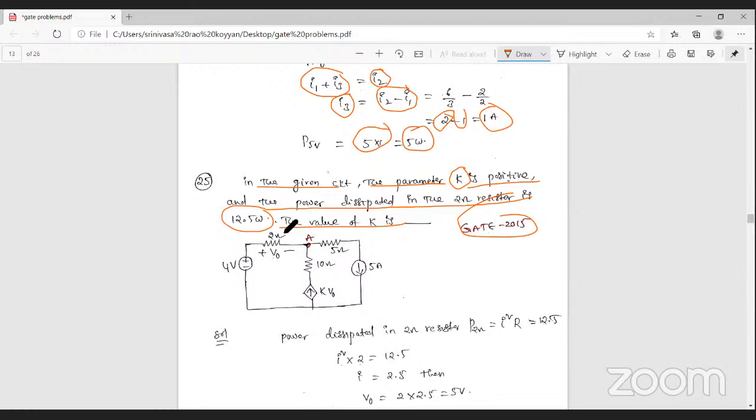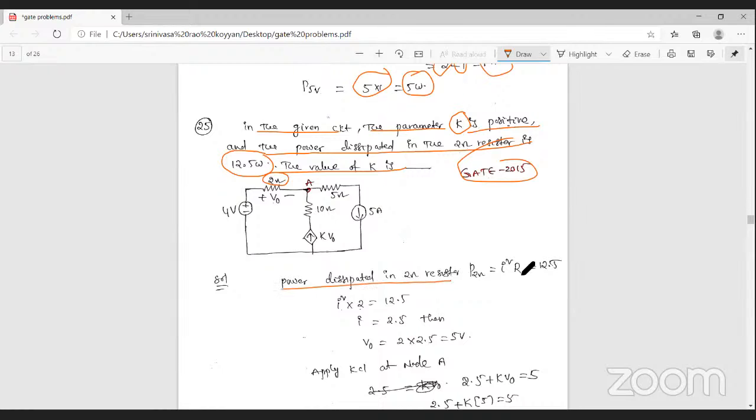సో అంటే ఇక్కడ చూడండి, 2 ohm resistance దగ్గర పవర్ మనకి ఇచ్చేసాడు. సో power dissipated in the 2 ohm resistance is equal, general what is the formula, I square into R, that is equal 12.5. So I square R, అంటే what is the resistance here, 2 ohm. So the I square into 2 is equal 12.5. Then I is equal 2.5. సో ఇక్కడ మనకి ఫ్లో కరెంట్ వచ్చిందండి. What is the current here, 2.5. Then what is the voltage here, V0 is equal to, ఇందులో ఫ్లో కరెంట్ into resistance, that is 2 into 2.5, that is equal to 5 volts.